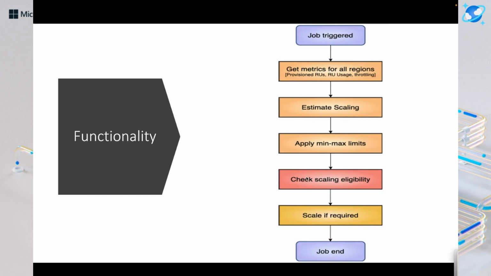And then we also check the scaling eligibility. As I mentioned, we have to pay for the highest number of RUs which we have provisioned within an hour. Therefore, we only downscale at the end of the hour, because there is no benefit in downscaling in the middle of the hour. So if we are trying to downscale and it is not at the end of the hour, then definitely we will not downscale it. Based on all these calculations, if the job says that we have to scale, then it will make an API call to Cosmos DB and set the resources as required.